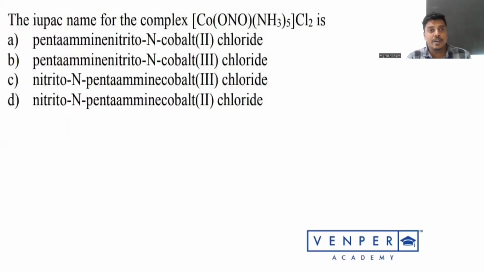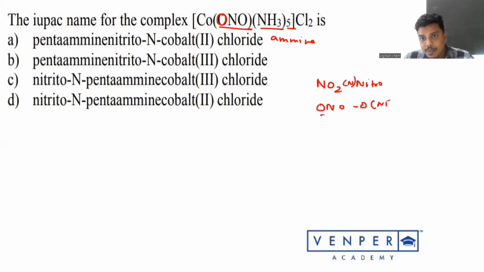Now see IUPAC naming in coordination compounds. Co, NH3 five times, ONO, and Cl2. We have to tell the names of the ligands as well as the metal ion. NH3 is ammine. ONO is nitrito, the oxygen donor. NO2 is nitro, nitrogen donor. This is an ambidentate ligand: nitrogen can be the donor, oxygen can be the donor. When it is ONO they say nitrito, and the O-bonded form is called nitrito. But this is nitrito.